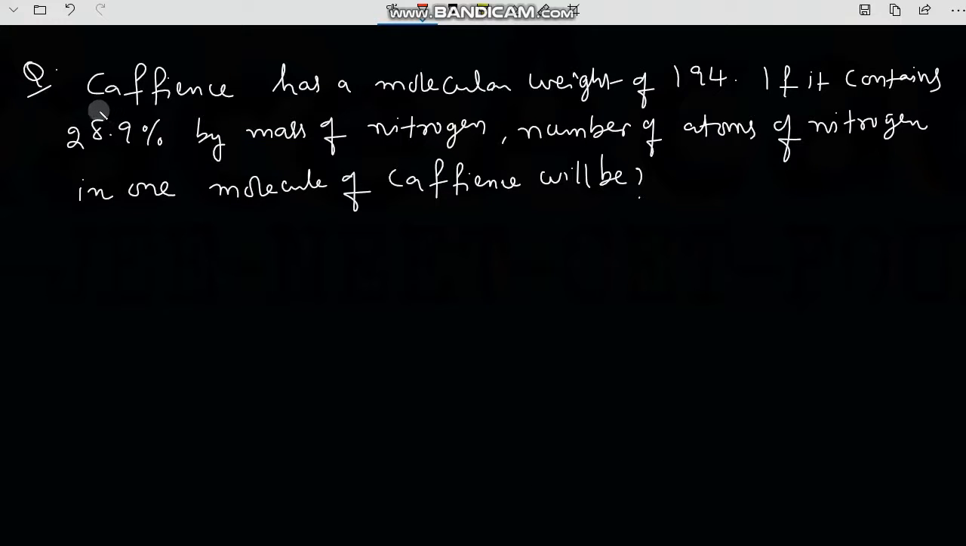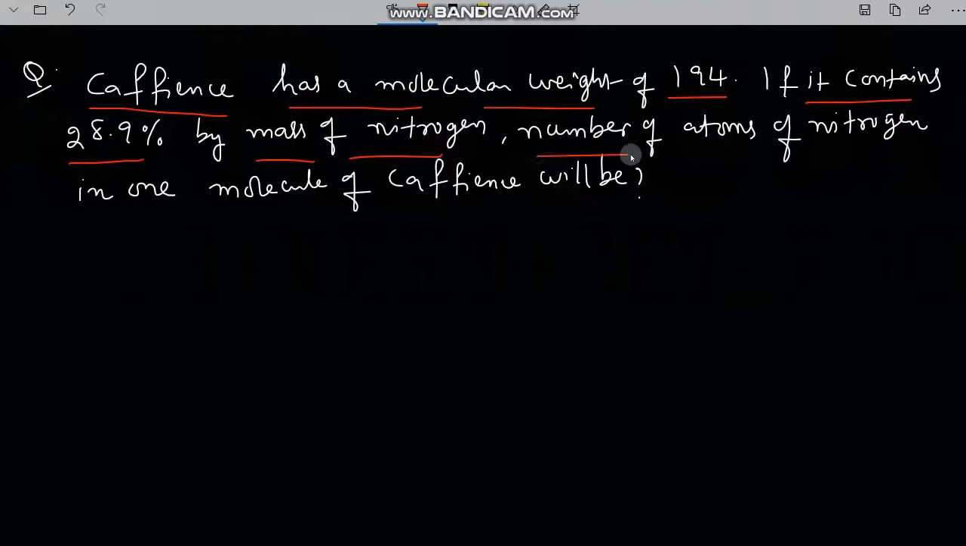Let us see this question. Caffeine has a molecular weight of 194. If it contains 28.9% by mass of nitrogen, the number of atoms of nitrogen in one molecule of caffeine will be how much? That means we have to find the number of nitrogen atoms in one molecule of caffeine. First of all, 194 grams is the molecular mass they have given. Means in that we will check how much 28.9% is.